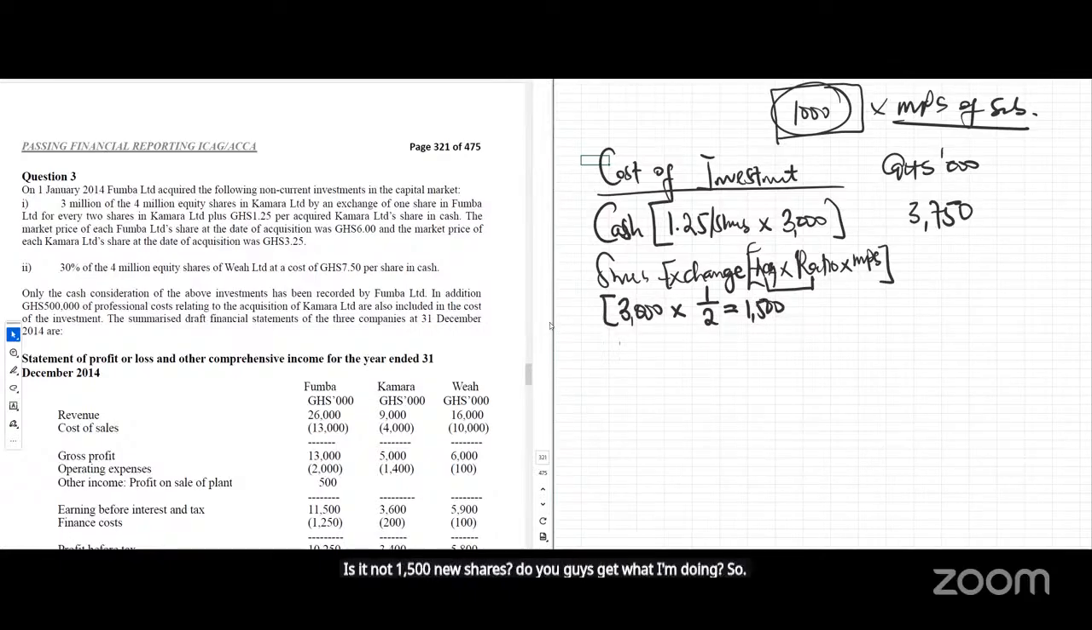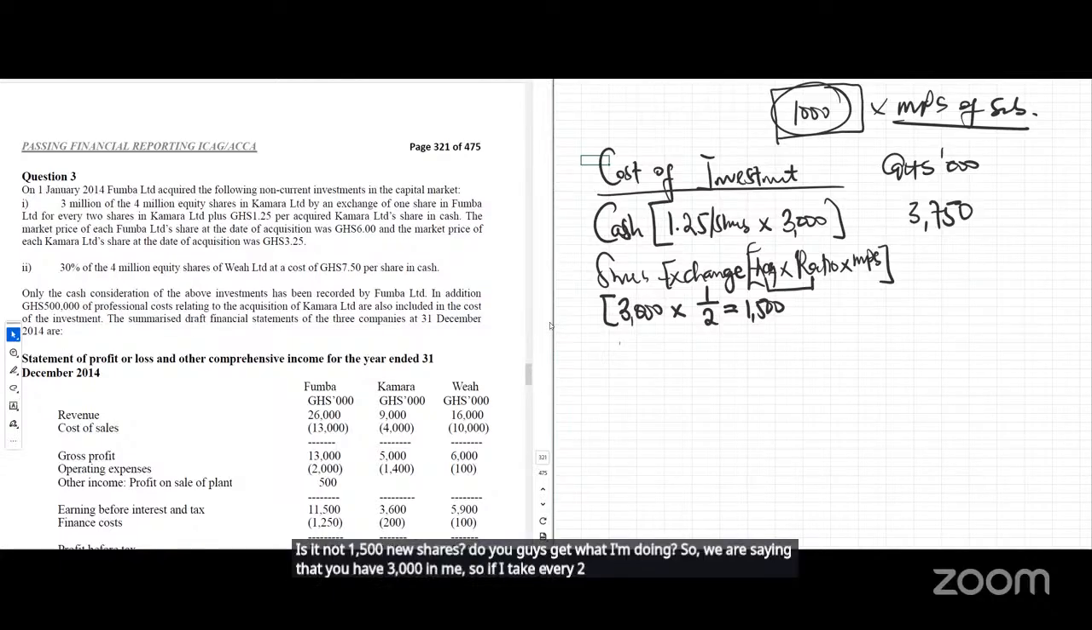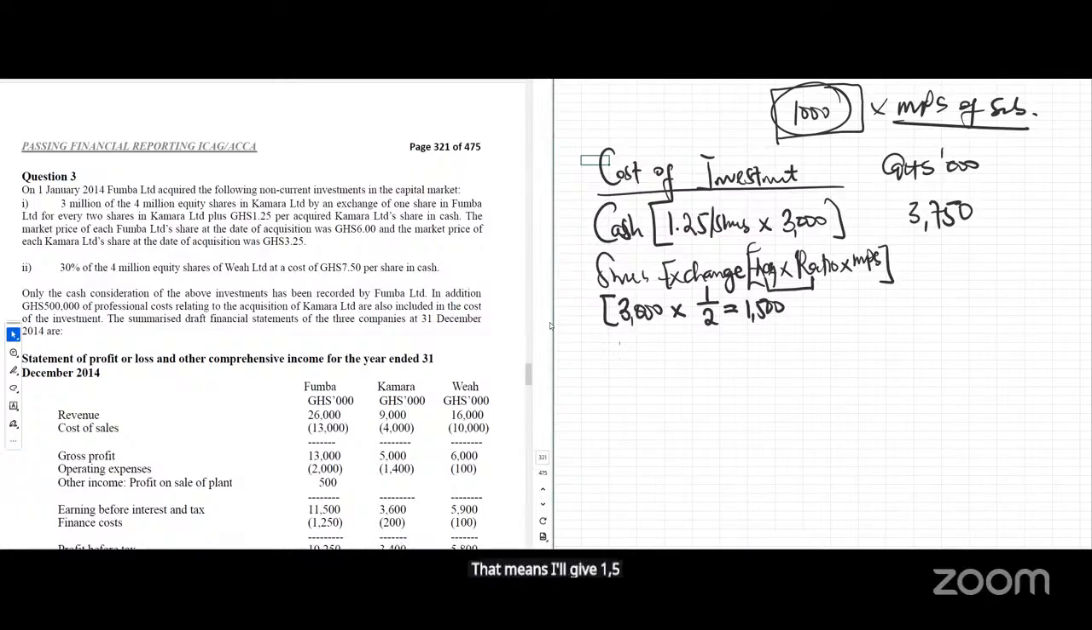So we are saying that you have 3,000 in me. If I take every 2 here, I give 1. That means I'll give 1,500 new shares, at my value, as if I'm issuing new shares to you. And the market price of the parent was what? 6 CDs, right? So you multiply this by 6 CDs, and that is it. Is it 9,000? Good. So that is it.